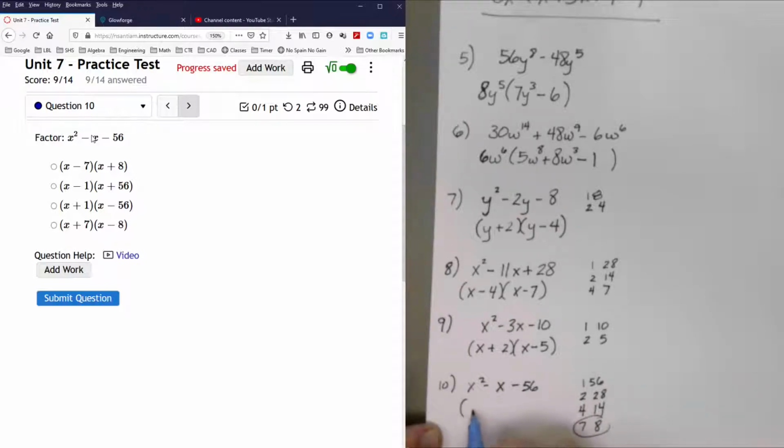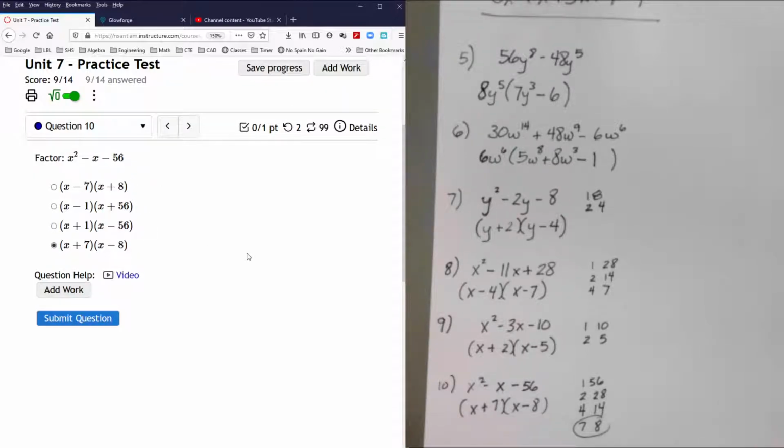So we're going to have x and x. We'll have 7 and 8. This middle number is negative, so my bigger number has to be negative. So that's got to be positive. So x plus 7, x minus 8. So that looks like the last one here.